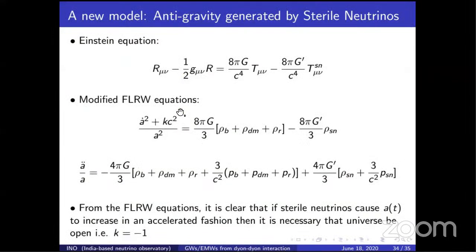Yes. So the idea is very simple. One imagines modifying the Einstein equation. The Einstein equation has the Ricci tensor minus half metric tensor times Ricci scalar, and usually one has 8 pi G by c^4, and T mu nu is the energy momentum tensor of normal matter. But supposing we postulate that for the sterile neutrinos, the corresponding gravitational constant, instead of being positive G, is minus G prime. Then this term can cause an accelerating universe.